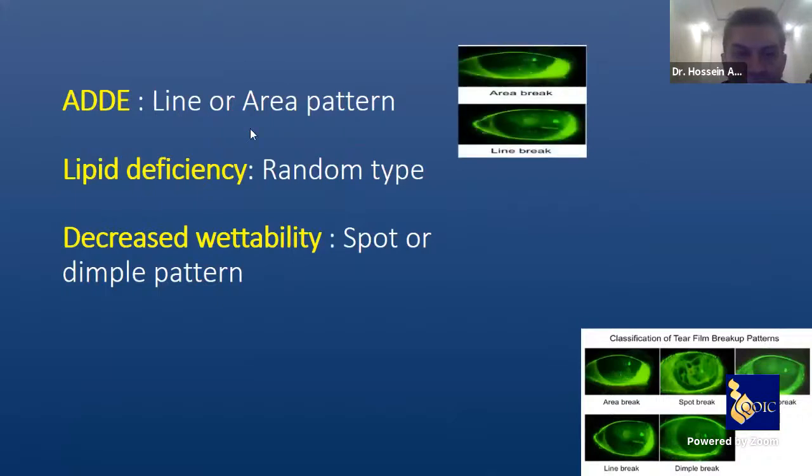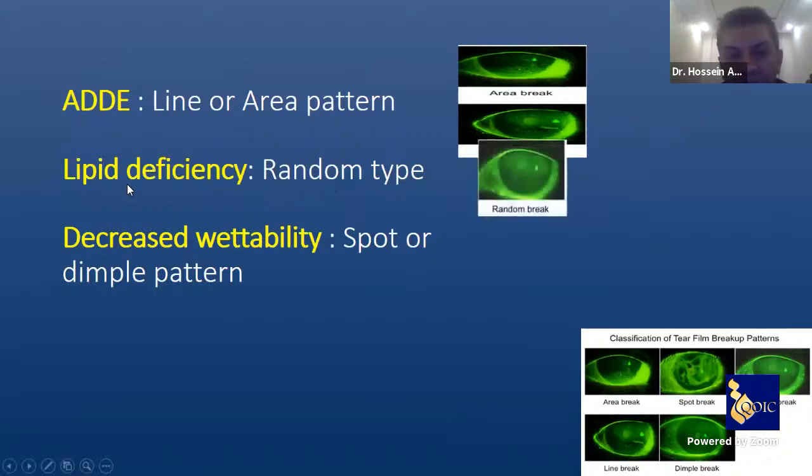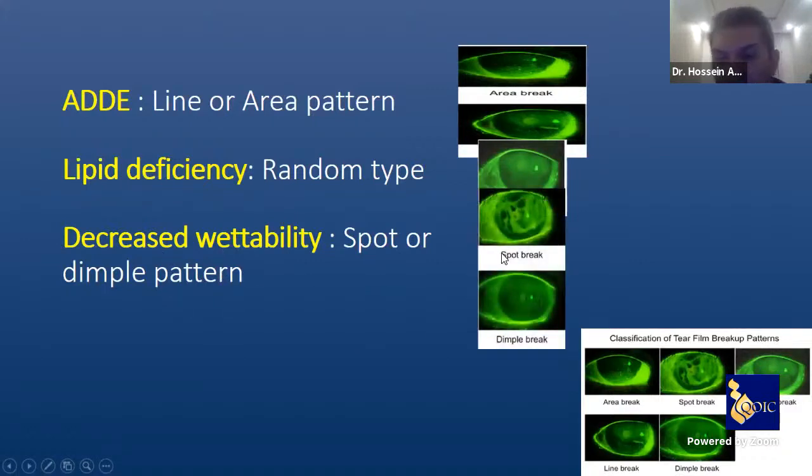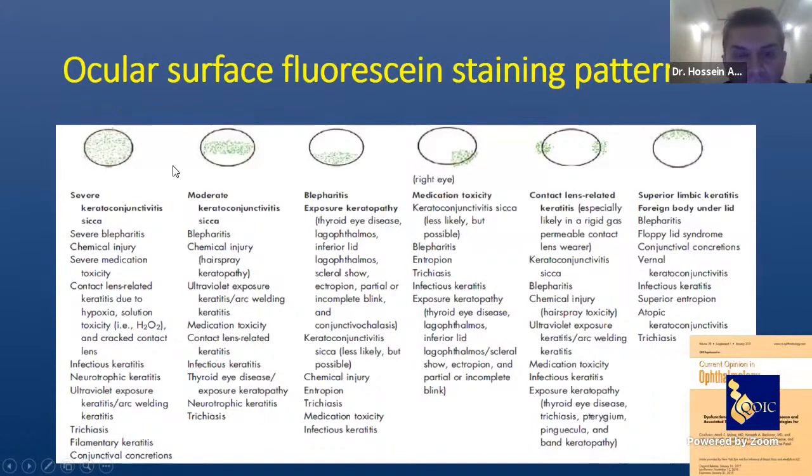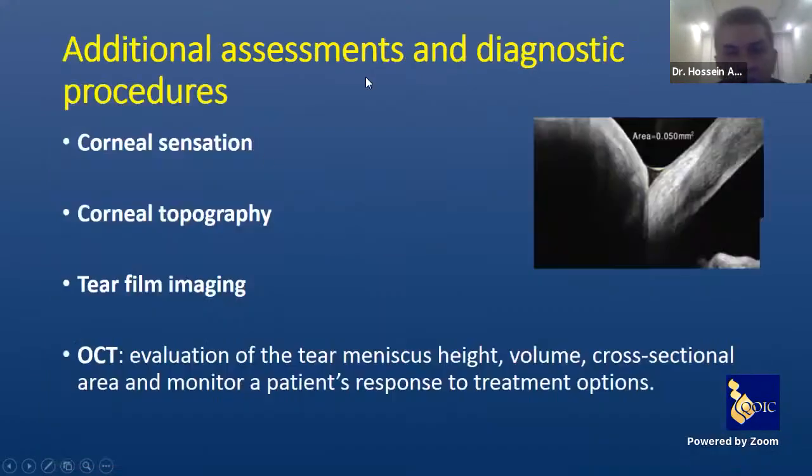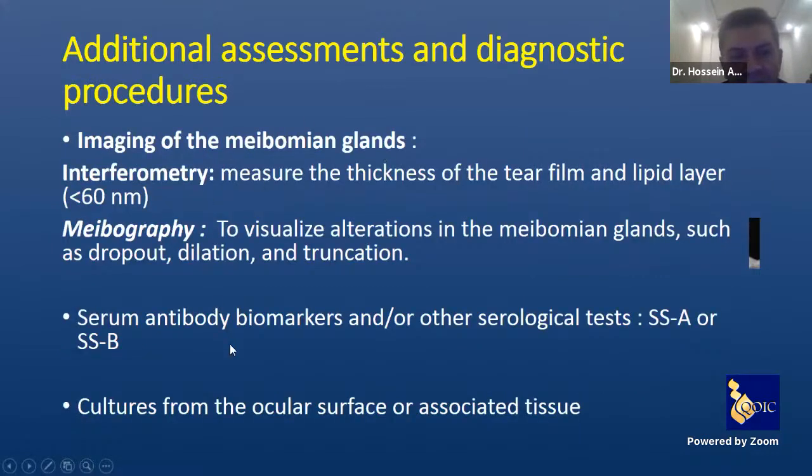And this shows the pattern of the tear break-up time: line or area pattern in aqueous deficient, random type in lipid deficient, and spot or dimple pattern in decreased wettability, which is a very important sign for evaluating the patient with dry eye. This figure shows the different patterns of corneal staining and conjunctival staining, and if we need to do additional assessment, we can measure the corneal sensation and do corneal topography, especially in patients with decreased vision and variation in his or her vision. And TFP imaging, use of OCT, meibography, interferometry, measurement of some serum antibody biomarkers like SSA or SSB, especially in younger patients, and also getting a culture from the ocular surface.